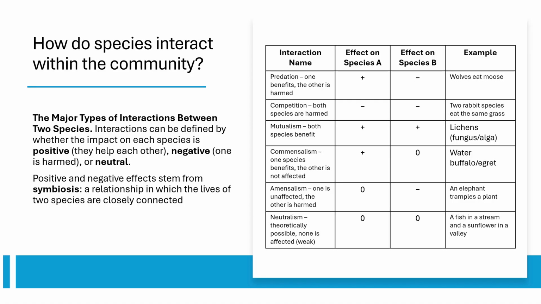The interaction can be defined as either being positive, which we are going to represent with the sign plus in the table, or negative, that would be a negative sign, or being completely neutral, like there is no impact on the organisms. So positive and negative effects are the result of what we call symbiosis. Symbiosis is simply the relationship in which the life of two species are closely connected, and that can be in a positive way or a negative way. So we are going to review that in the next slide.